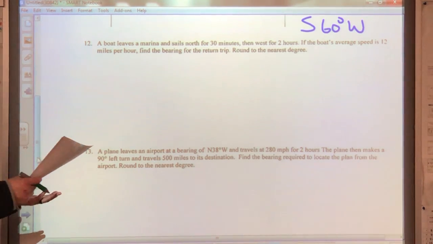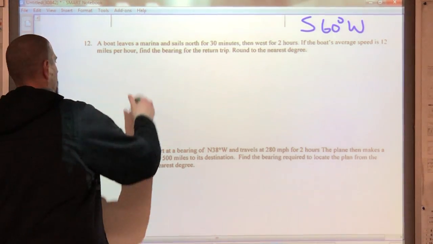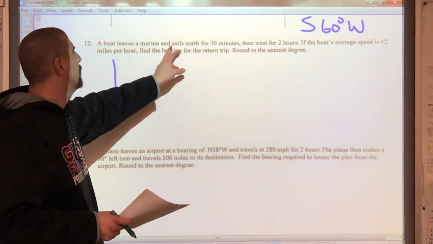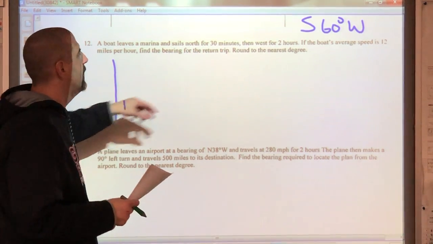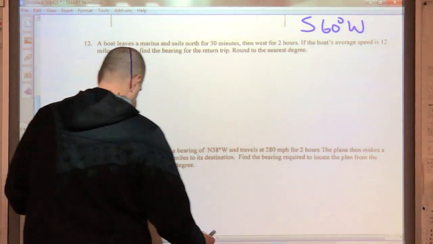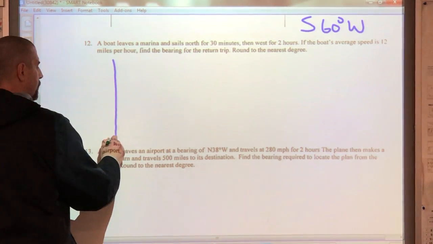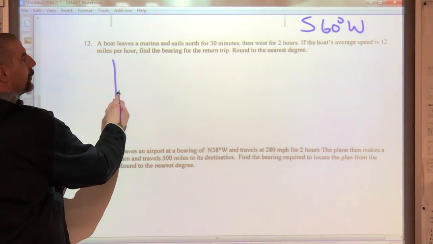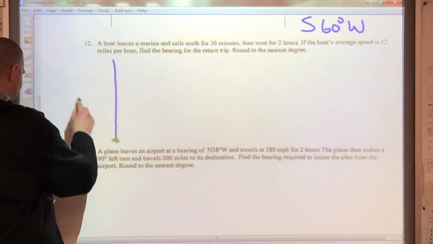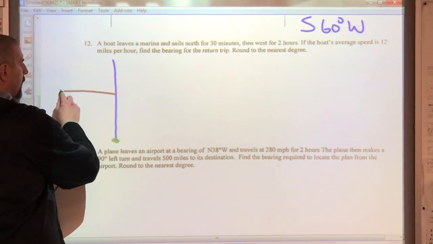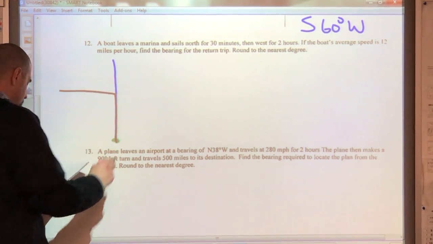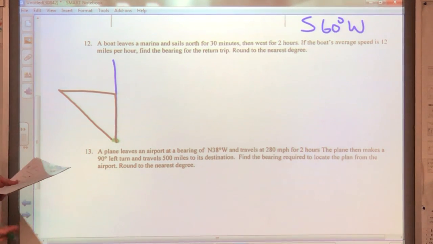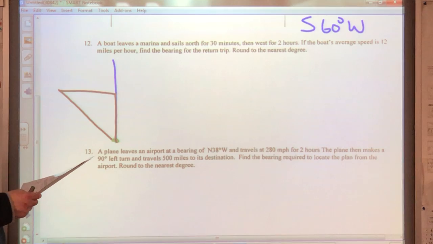So, no picture, our enemy. So we want to draw our picture, okay? So, here's our north-south line. Boat leaves marina and sails north for 30 minutes and then west for 2 hours. So again, your starting point is here. So we're going to go up for 30 minutes and then west for 2 hours. So again, we're going to end up with something that looks like this. Okay? And from that, we're going to get a right triangle, of course.